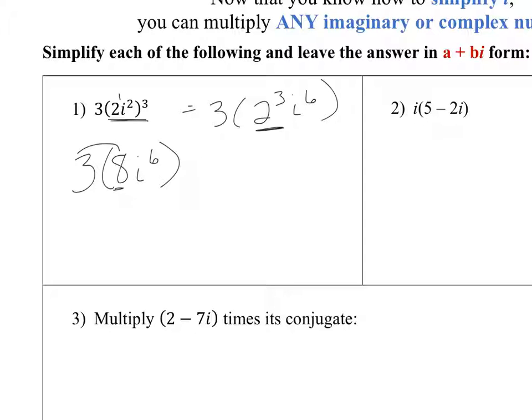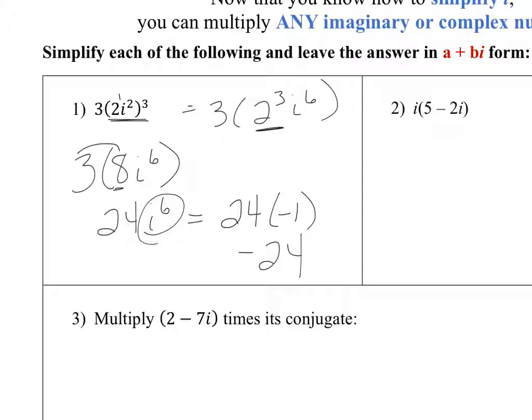8 times 3. This isn't really anything special, it's just multiplying. 3 times 8 is 24, i to the 6th. And what is i to the 6th? Well, that's the same as i squared. Or you can just look on the page before. And so it would be 24 times negative 1, which is negative 24.